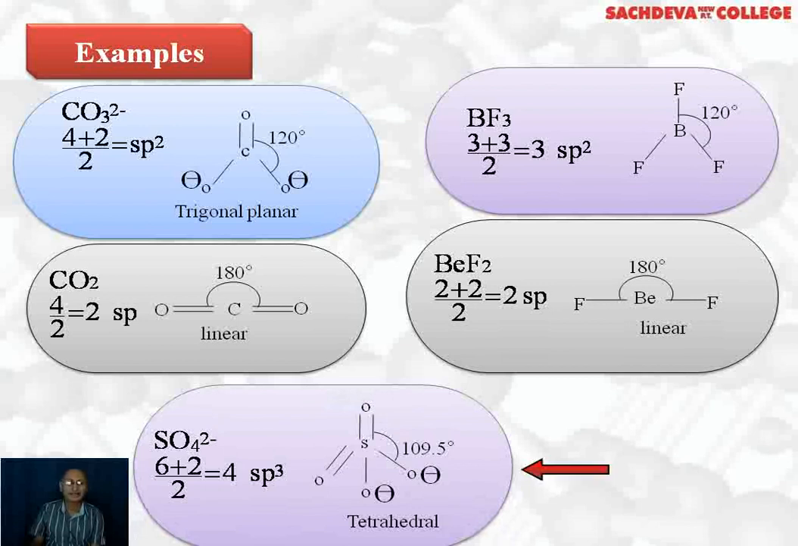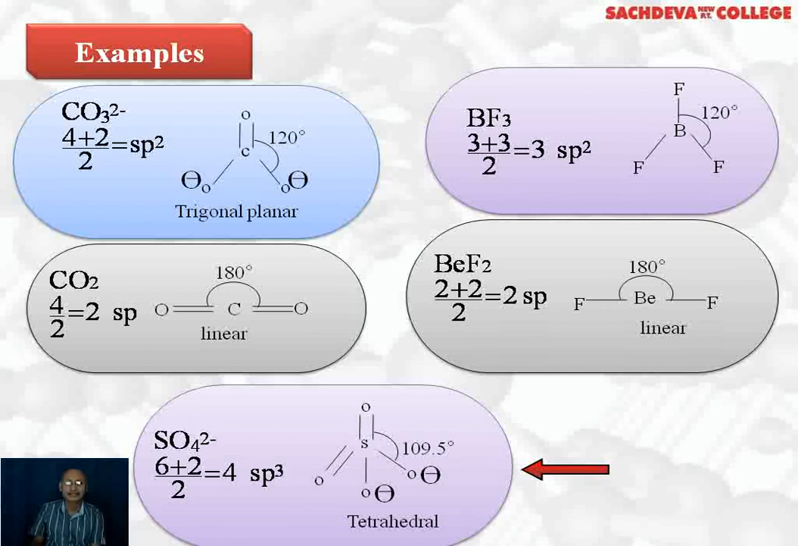Now we are taking the sulfate ion. In the sulfate ion the central atom is sulfur, which has 6 valence electrons. Oxygen we do not add. The -2 becomes +2. 6 plus 2 divided by 2 is 4. sp3 hybridization. The shape will be tetrahedral. The bond angle will be 109.5 degrees.